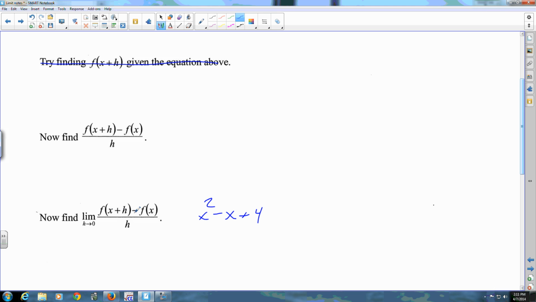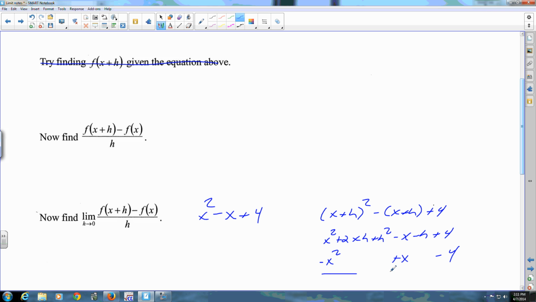So the first thing I need to do is find f of x plus h. So x plus h squared minus x plus h plus 4. Remember that's going to be x squared plus 2xh plus h squared minus x minus h plus 4. Then I need to subtract the original function. So minus x squared plus x minus 4. So I subtracted all of this.